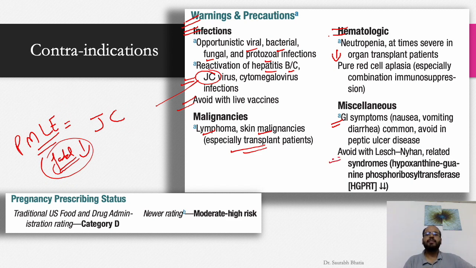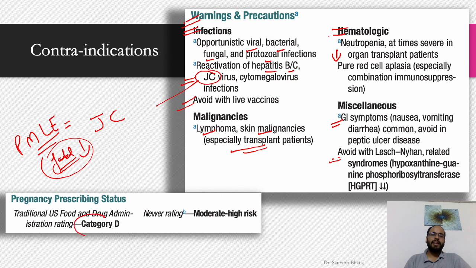Avoid with Lesch-Nyhan syndrome. Why do we have to avoid it in Lesch-Nyhan syndrome? Because Lesch-Nyhan syndrome is HGPRT deficiency, and HGPRT is a very important enzyme in the salvage pathway. So if you block the de novo pathway with MMF and the salvage pathway is blocked in Lesch-Nyhan syndrome, all the cells of the body do not have a mechanism to form purines. DNA synthesis will not take place properly, and it will be very detrimental to the patient.